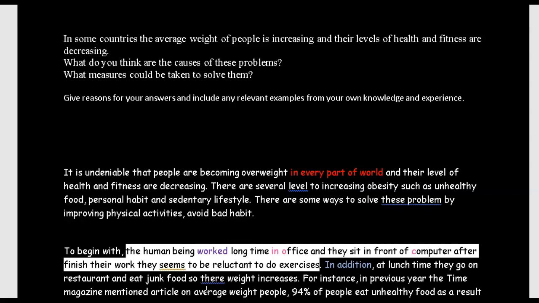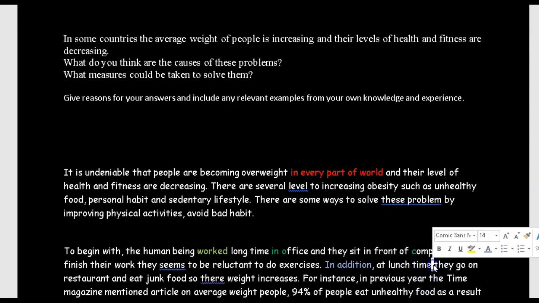Explain that. In addition, at lunchtime, they go on restaurant. Go to restaurants and eat junk food. So there should be their weight increases. Why? Explain this. For instance, here we have an example.